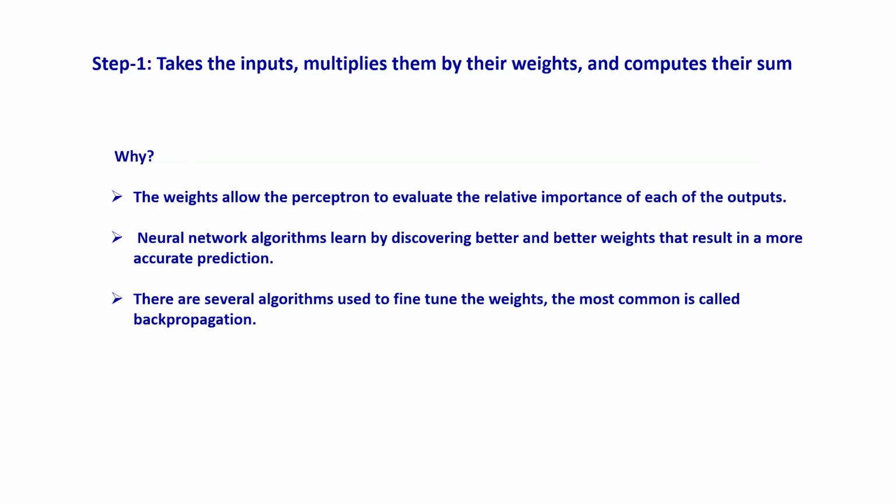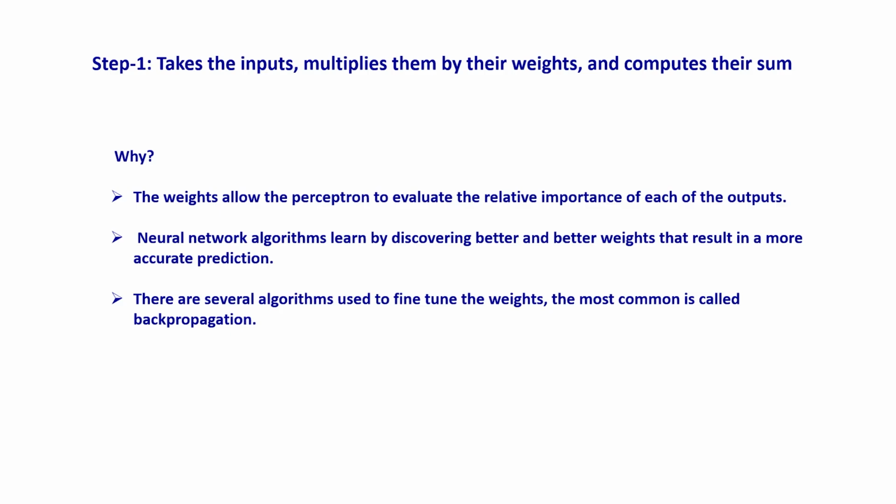So, if I have to put it together in summary for you, step 1 takes the inputs, multiplies them by weights, then adds biases and computes the sum. Why? Weights allow the perceptrons to evaluate the relative importance of each of the inputs. Otherwise, how do you know which variable is playing what kind of role?